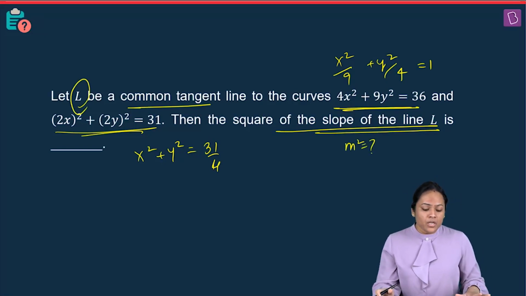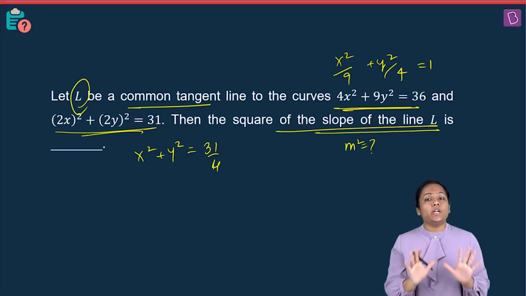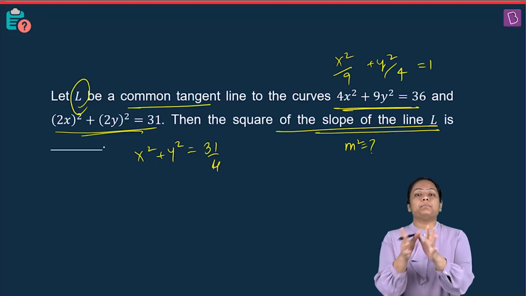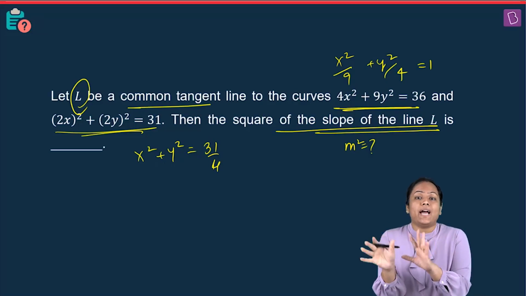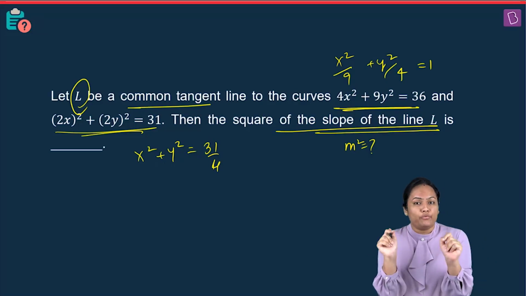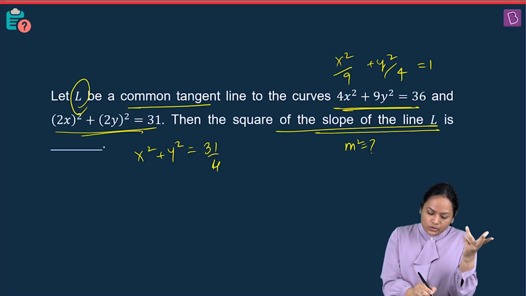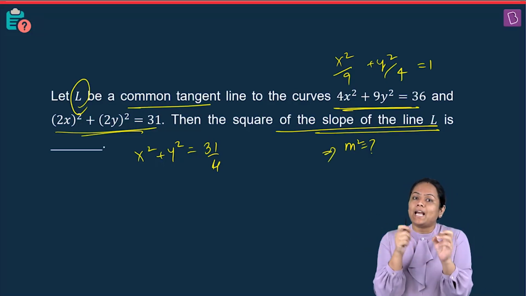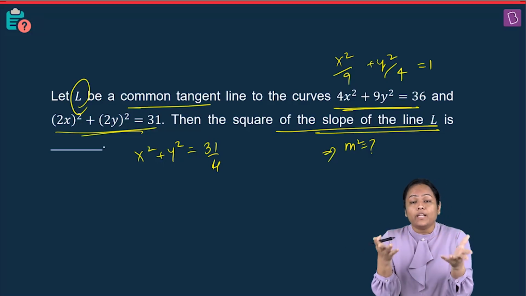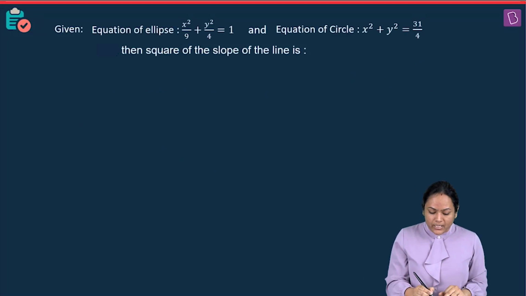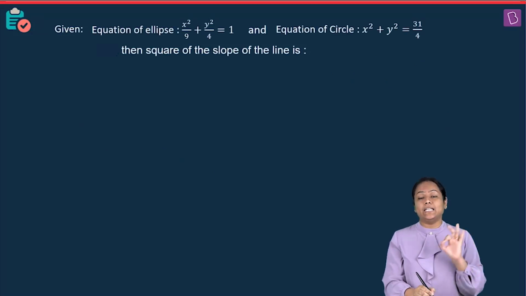Okay. Now, the question was not difficult. It was from easy to moderate side. You have to remember the equation of tangents to both the curves, and that too in slope form. Why in slope form? Because they have asked the slope value. That means if I directly use the slope form, I can directly get the value of m square. Okay, so moving on to the solution part, we have a circle and an ellipse.